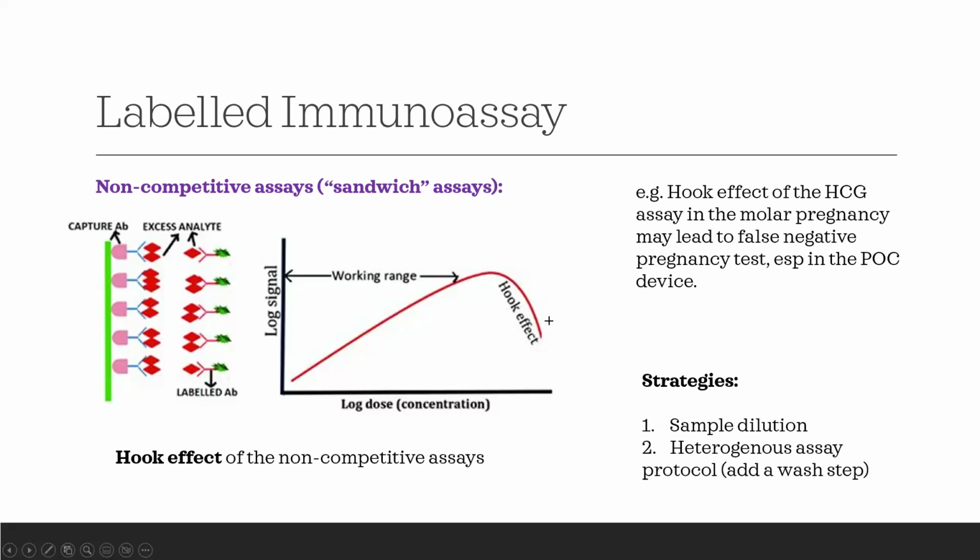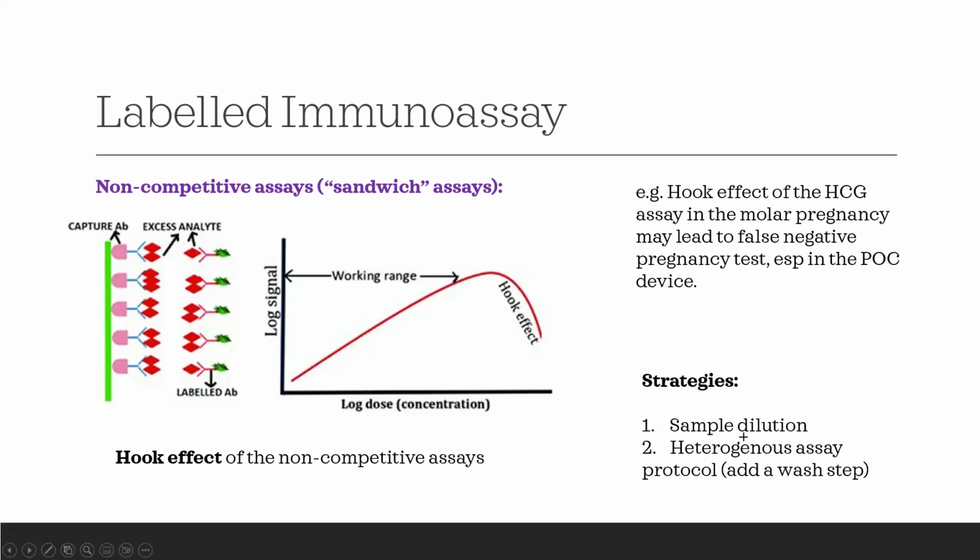The hook effect can sometimes cause problems if it's not identified, such as in the HCG assay in molar pregnancy, because in molar pregnancy the HCG could be sky high. It may lead to a false negative pregnancy test in molar pregnancy, especially in some point of care devices. Now, the strategies used to deal with the hook effect.